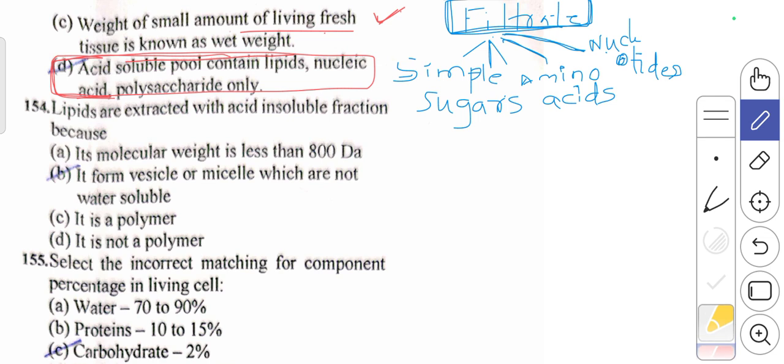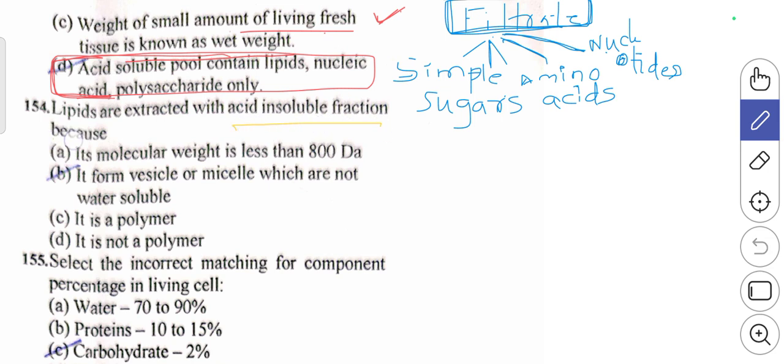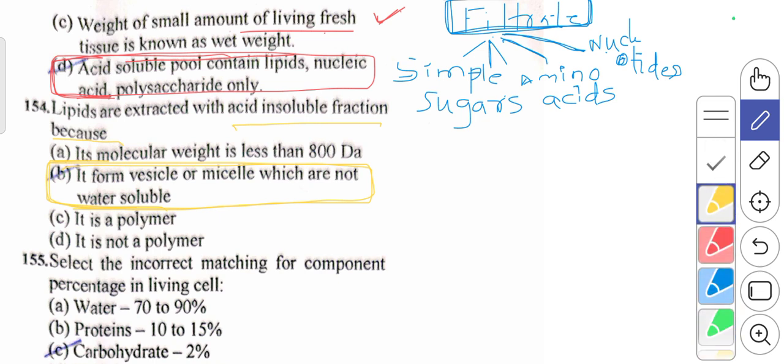Let's study the next question: lipids are extracted with acid insoluble fractions because... As you all know, lipids are considered micromolecules, but they are considered an acid insoluble fraction because they form vesicles or micelles which are not water soluble. So this lipid is considered an acid insoluble fraction because it forms a vesicle or a micelle which is not water soluble. This is the main reason.